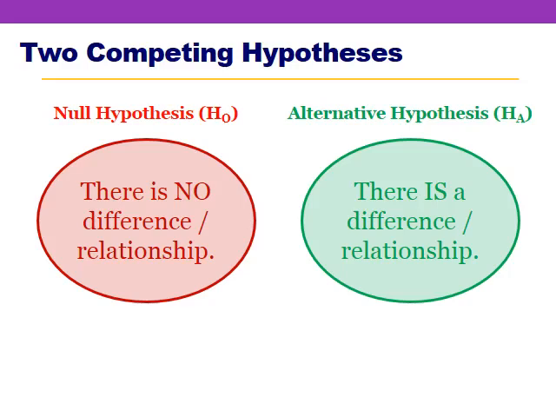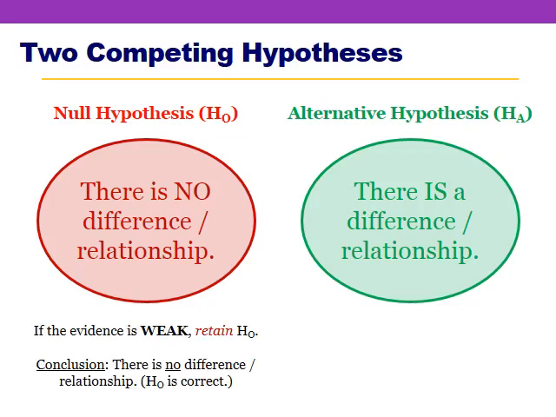Now, by definition, one of these two things has to be true, and one of these two things has to be wrong. There either is a difference or relationship, or there isn't one. What we're going to talk about in today's video, and what we're going to do for the rest of the semester, is figure out how exactly we decide which of these two hypotheses we think is right and which we think is wrong. In general terms, we're going to calculate a statistic that tells us something about the strength of the evidence. How strong is the evidence that we have a difference or a relationship in the data?